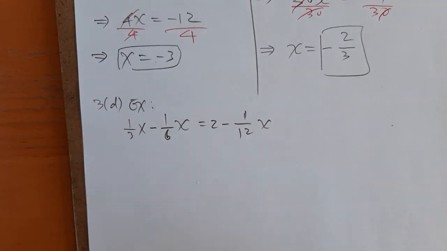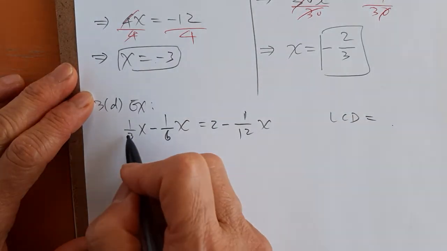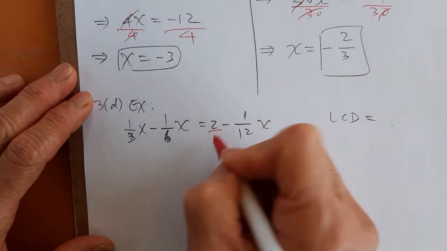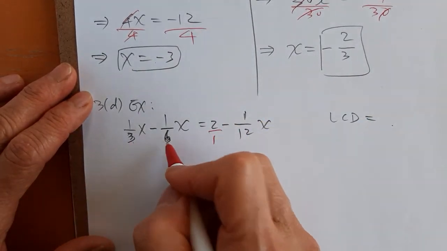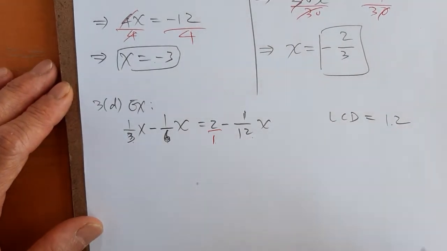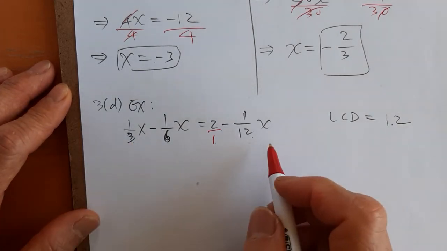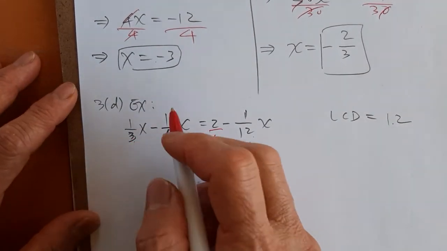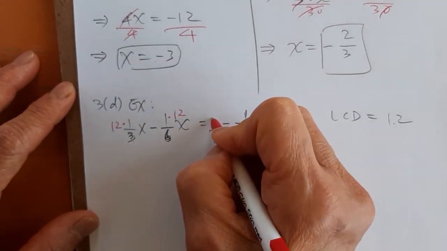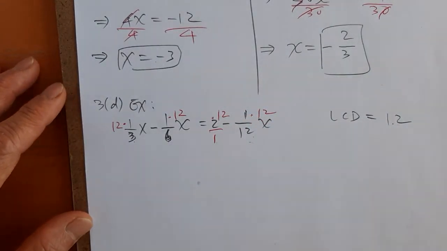There are many ways to do this. One way is to find the LCD. This is 3, this is 6, and this 2 is 2 over 1, and this is 12. So 3, 6, 1, 12 in the denominators. The LCD is just 12. So you multiply both sides by 12. Distributing in, this term times 12, second term times 12, this term times 12, this term also times 12, each term times 12.